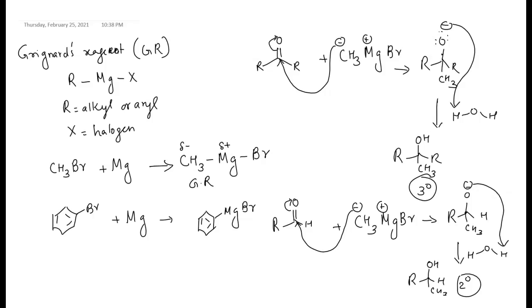So here again, care has to be taken that water is added only in the second step, because Grignard's reagents are powerful bases. They can react with water, and they can deprotonate the water. So it's very important that you do the reaction in two steps. First step, you add the Grignard's reagent and then add the water in the second step. Okay, so let's look at an example here.